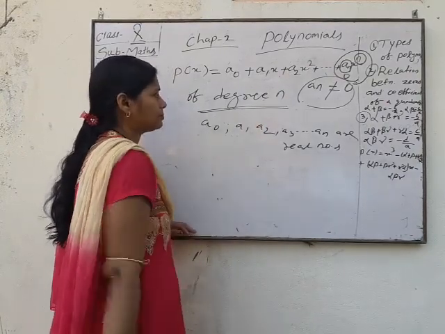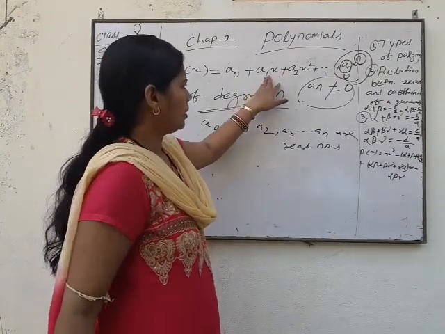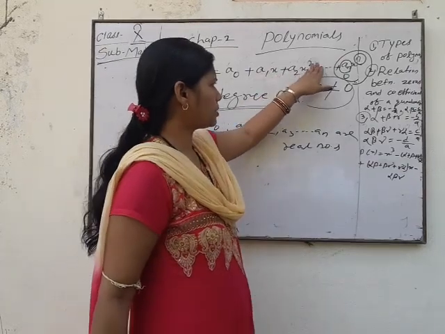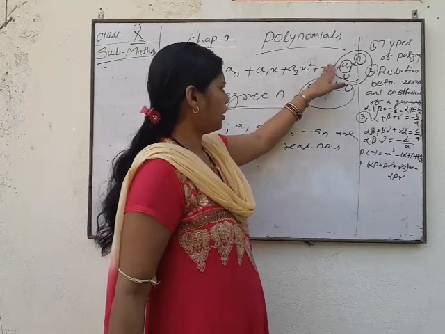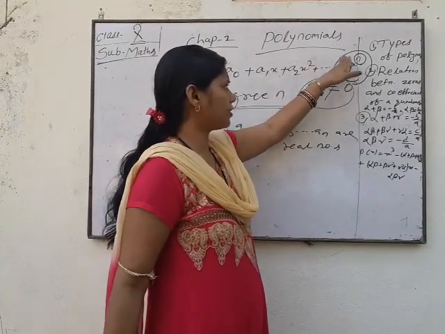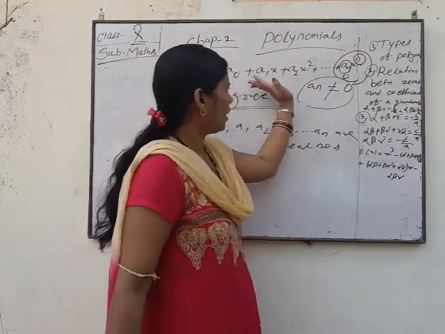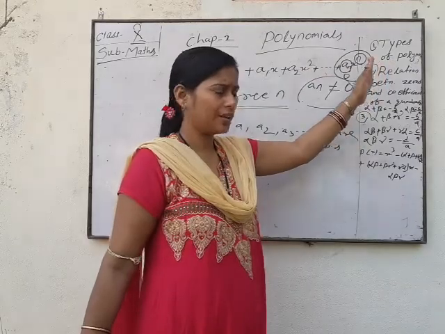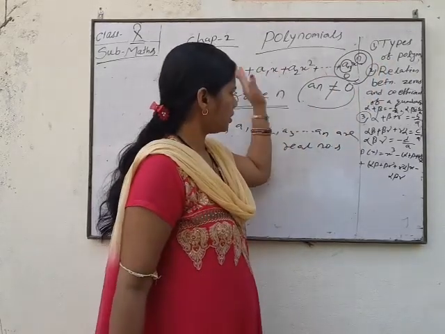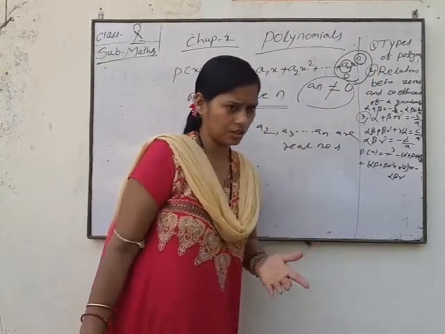Now look here: a1x, a2x square, a3x cube, a4x to the power 4, up to the nth term. This is in increasing order. So a polynomial is always written in increasing or decreasing order.